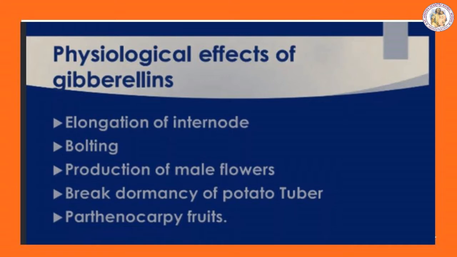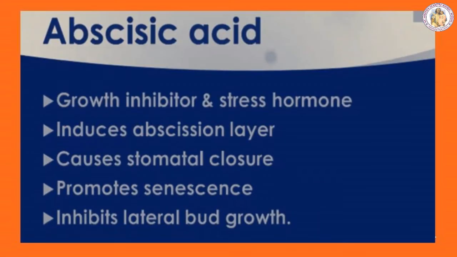Gibberellins promote the production of male flowers in monoecious plants. Gibberellins break dormancy of potato tubers. The last one is that gibberellins, which are more efficient than auxin, induce the formation of seedless fruit. This is parthenocarpic fruit, that is, development of fruit without fertilization. An example is tomato.